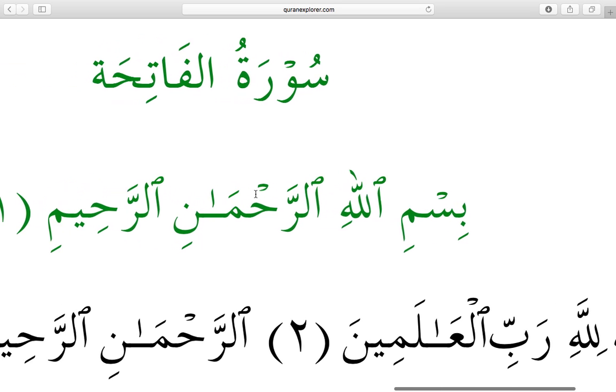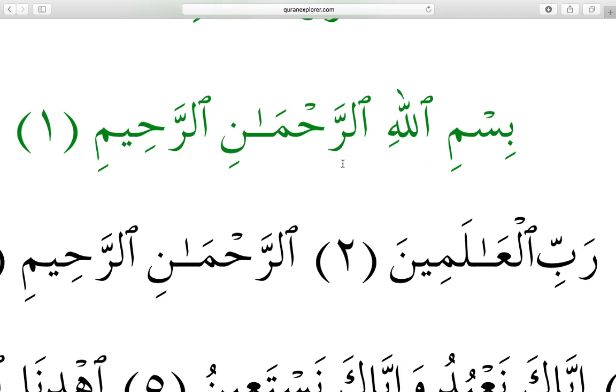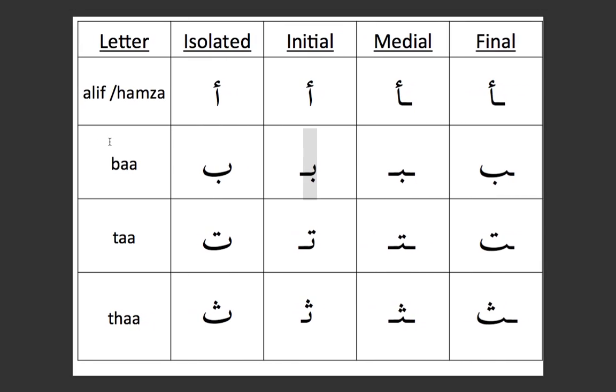So for the purpose of, in the interest of time, I'll just highlight the word and I'll move my cursor over it and I'll tell you what letter that is. I won't say medial, initial, final. What you can do is use the exercise aid for yourself to figure out what form the letter is in. So right now this is the alif, lam, ra, ha, mim, nun. Alif, lam, ra, ha, ya, mim. Sorry.